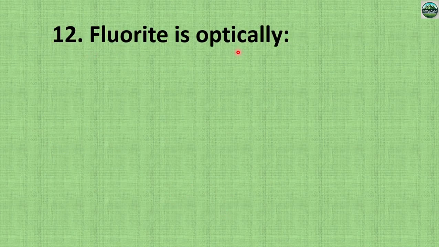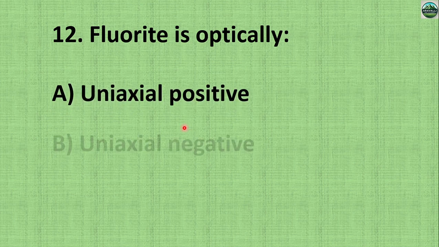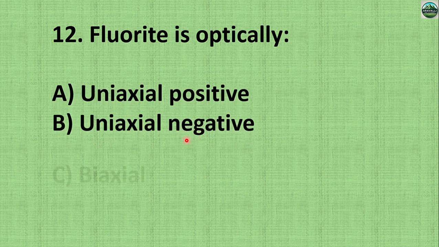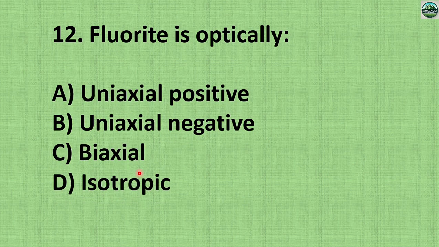Next, fluorite is optically uniaxial positive, uniaxial negative, biaxial positive, or isotropic. Which one is the correct answer? Because fluorite crystallizes in the cubic system, fluorite is an isotropic mineral. We have already covered uniaxial positive and negative. So you tell me an example of a uniaxial positive mineral or a uniaxial negative mineral in the comment section. This is the homework for you.